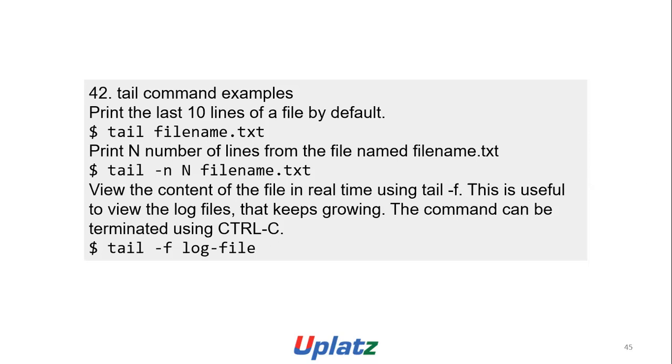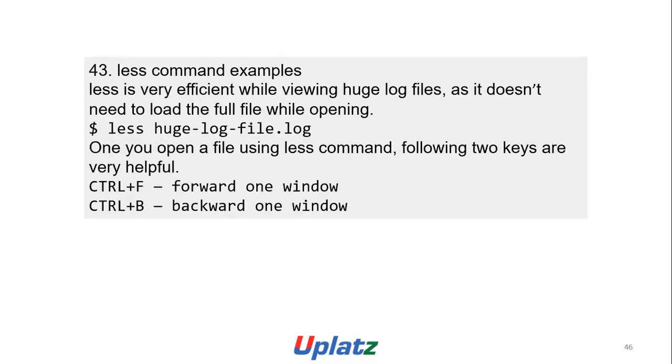Tail command example. Print the last 10 lines of a file by default: tail filename.txt. Print N number of lines from the file named file.txt: tail -n N filename.txt. View the content of the file in real time using tail -f. This is useful to view log files that keep growing. The command can be terminated using CTRL-C: tail -f log-file.